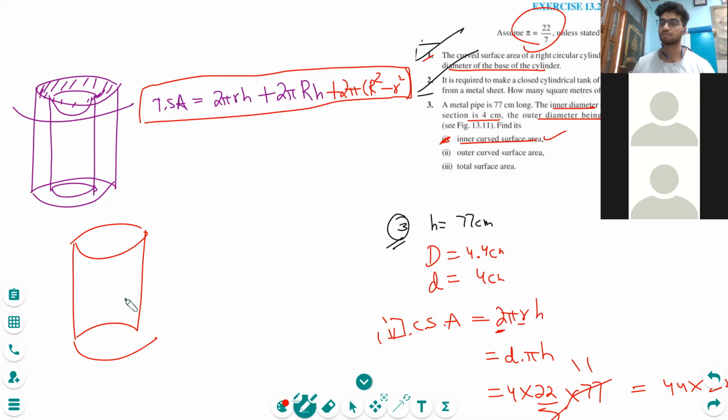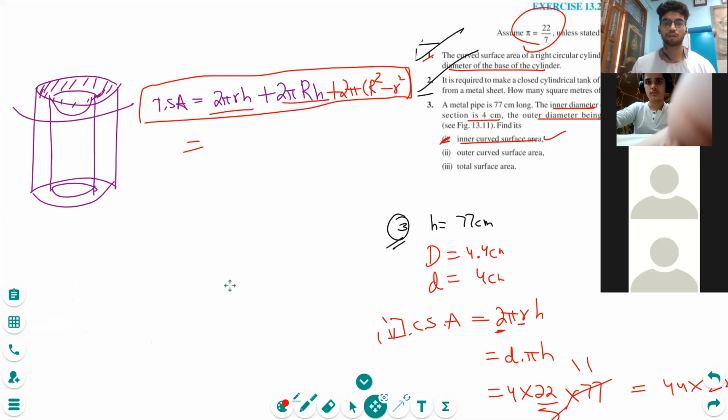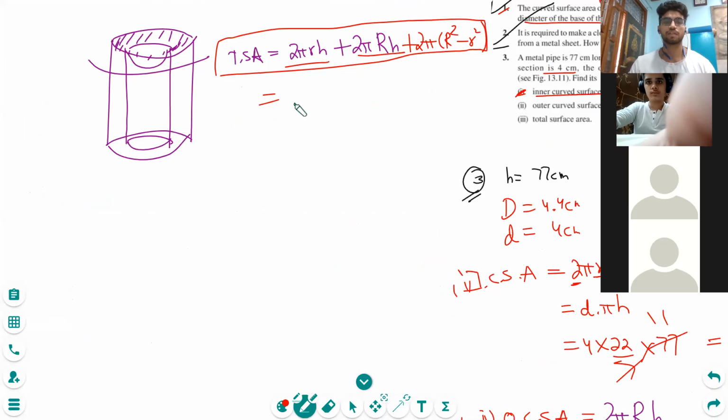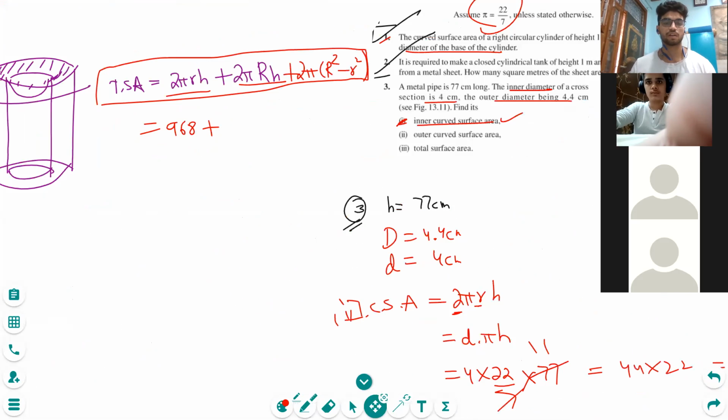Is this clear now? Okay. So we'll just put the values. I have already calculated these two, so just put the values for these two and calculate the third one for me. So it's 968 added with, I don't know what was the second answer, 1064.8. Now quickly calculate this and put the value here.